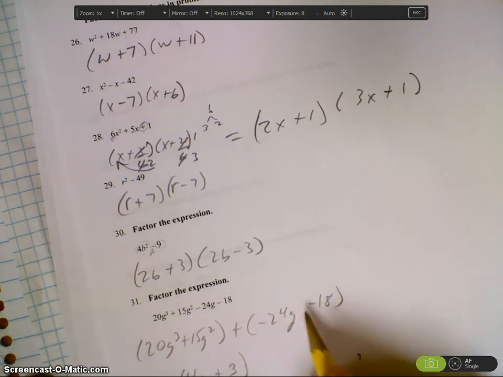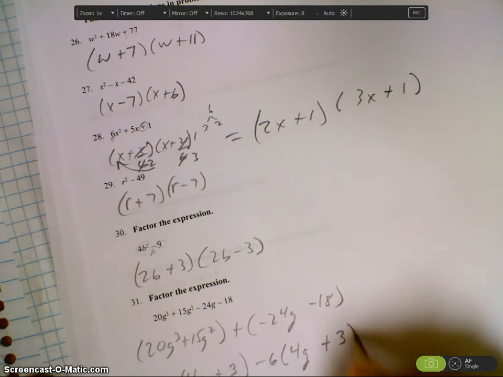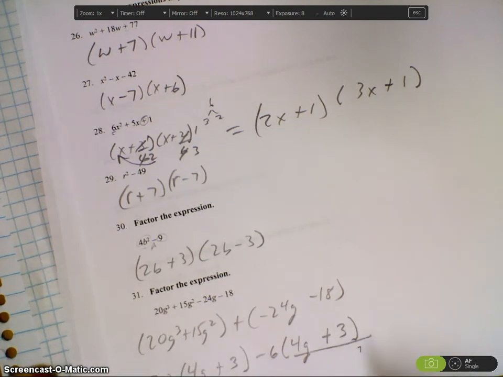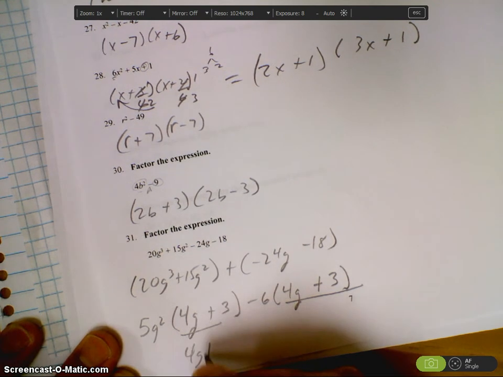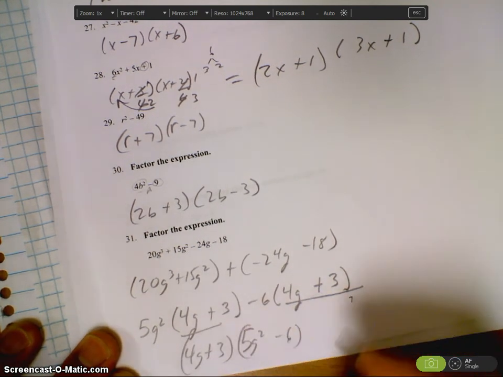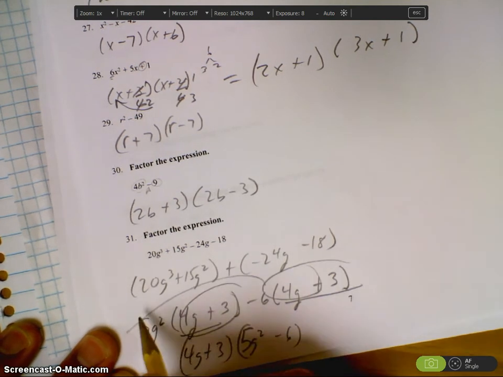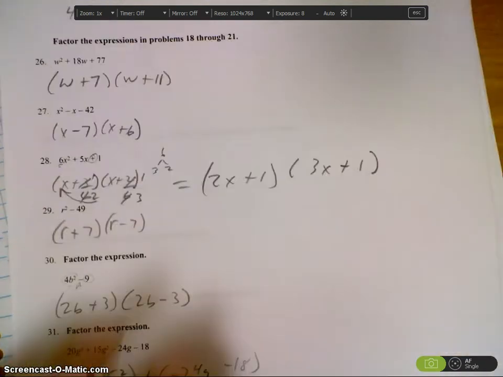And I should get the same thing when I factor this out. I'm going to factor out a negative 6 here, and that's going to give me 4g plus 3. Factor out what they have in common. So I'm going to factor out a 4g plus 3. And I'm going to write what's left, 5g squared minus 6. So I took this out of the expression and wrote what was left, which was the 5g squared and the minus 6. All right, moving on.